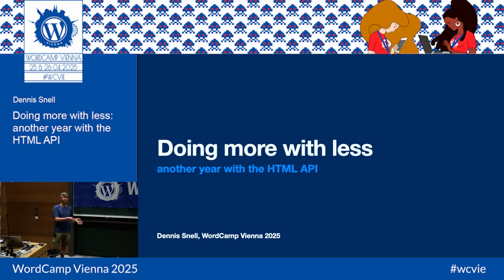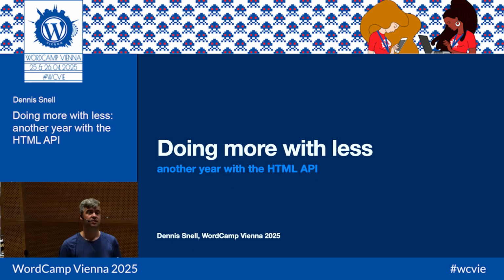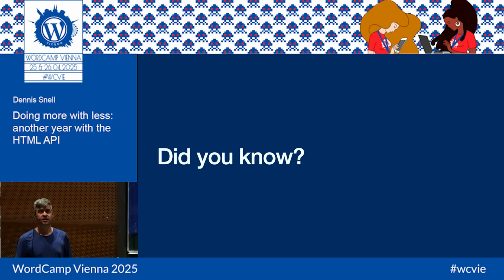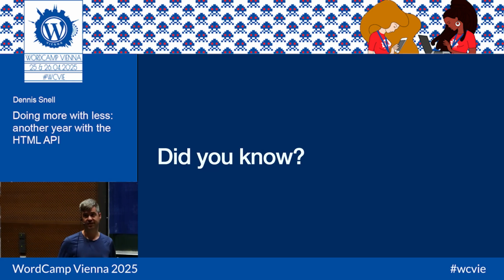Well, sometimes blocks are hard to work with on the server because all the actual information in the attributes is embedded within the serialized HTML. Well, there's a correlation between that and the HTML API, something I want to explore today with the topic of doing more with less. So just to motivate the talk today, a little bit of did you knows.